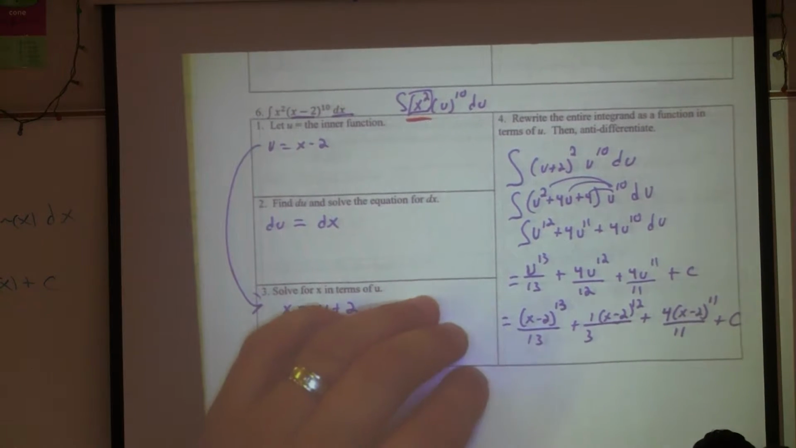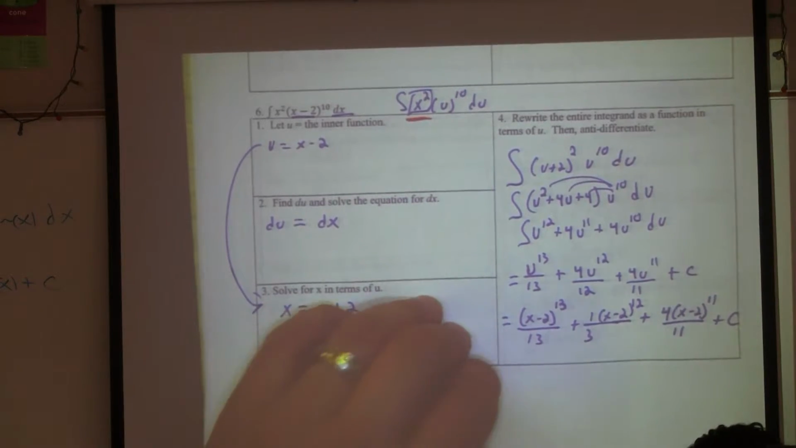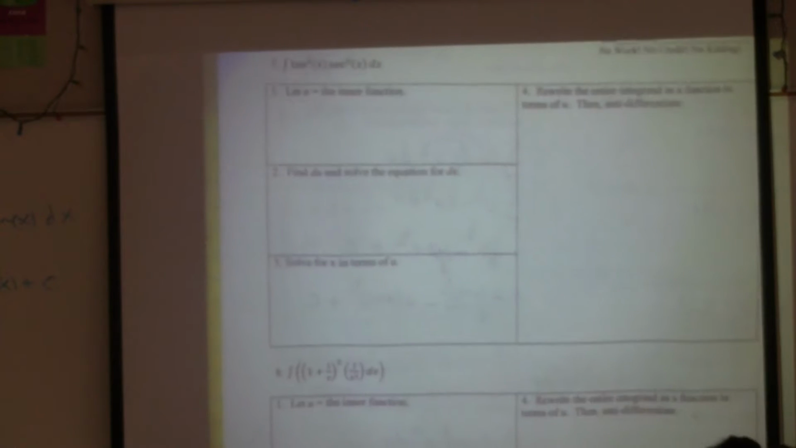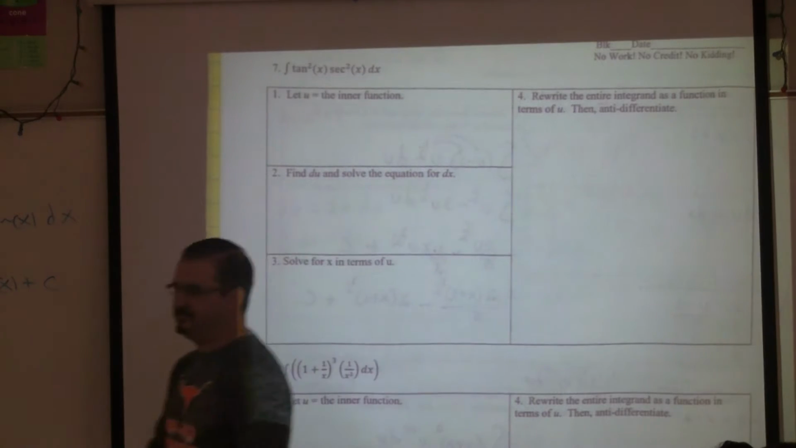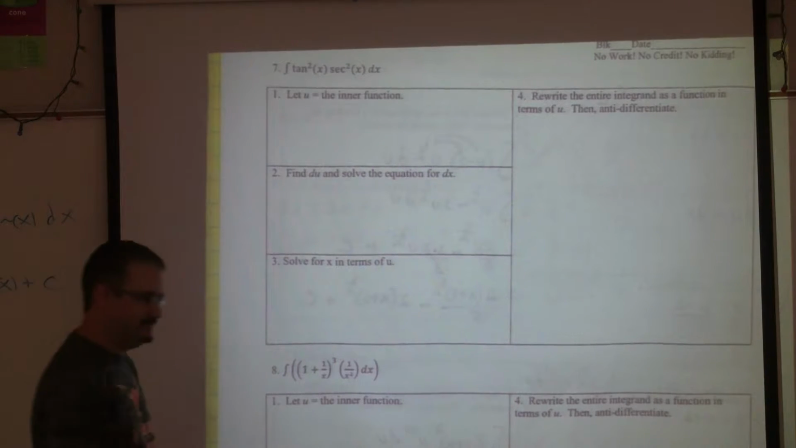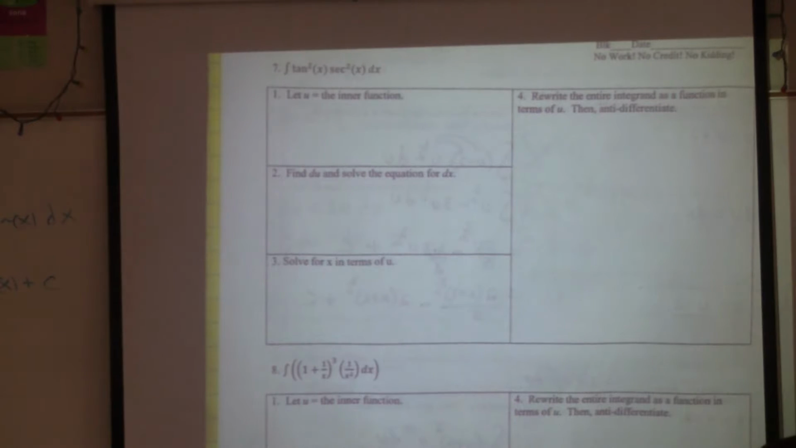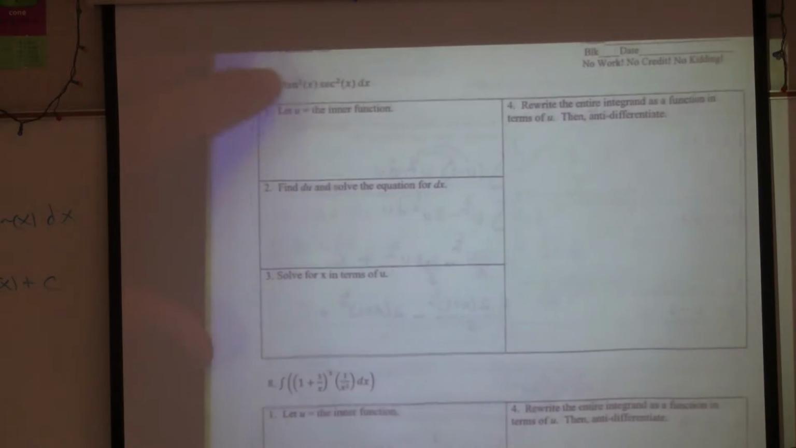Good? Got 2 more examples and then that's it. If you want them. Yes, we do, sir. Yeah, you want them? Alright. Let's look at 7. I like your shirt. Sorry, bro.